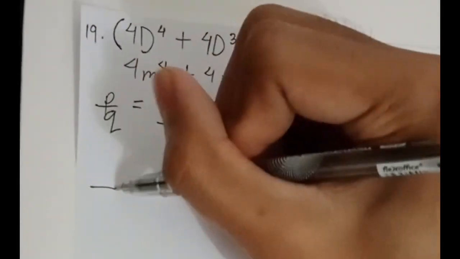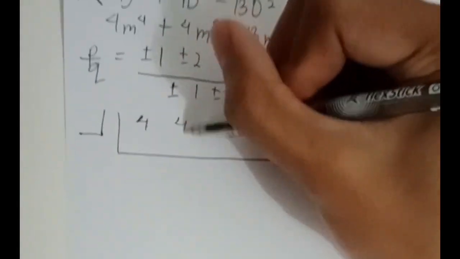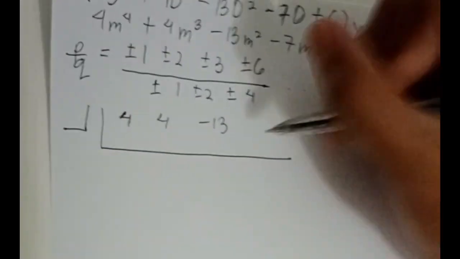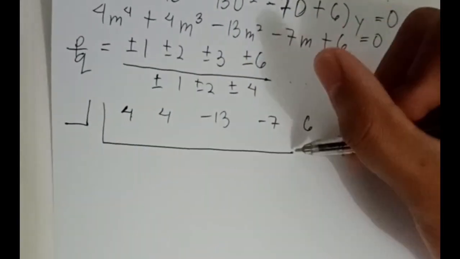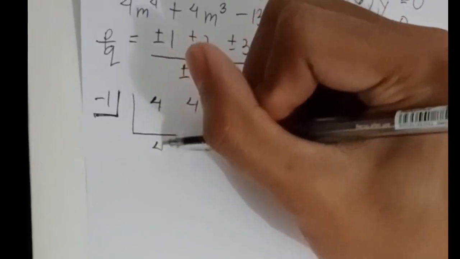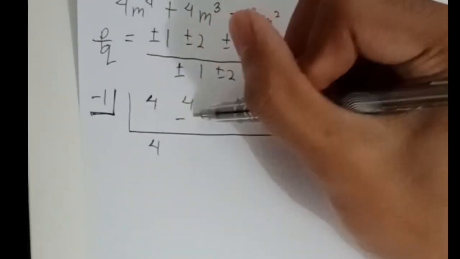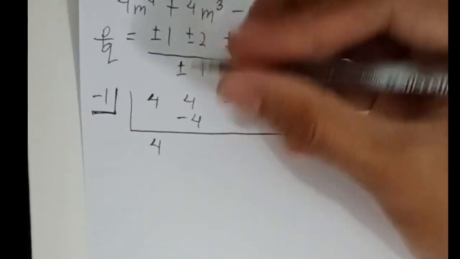So using synthetic division to get our root, we'll just write the values of our equation. That will be 4, 4, negative 13, negative 7, 6. So I will use negative 1. The first step is to bring down 4. So 4 times negative 1, that will be negative 4. So negative 4 plus 4, that will be 0.